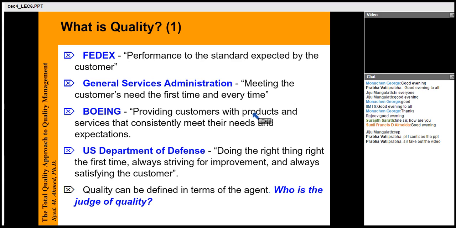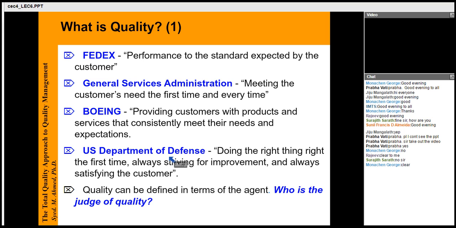Prabha, you don't see the PPT? Is there anybody who is facing the problem in seeing the PPT which I have shared? Okay. Prabha, check it at your end.